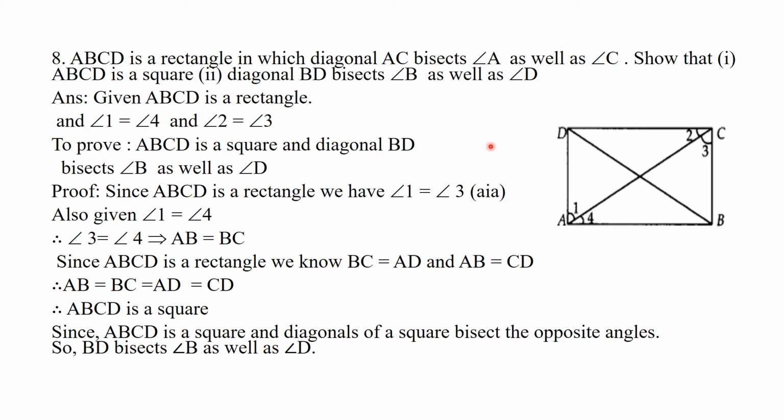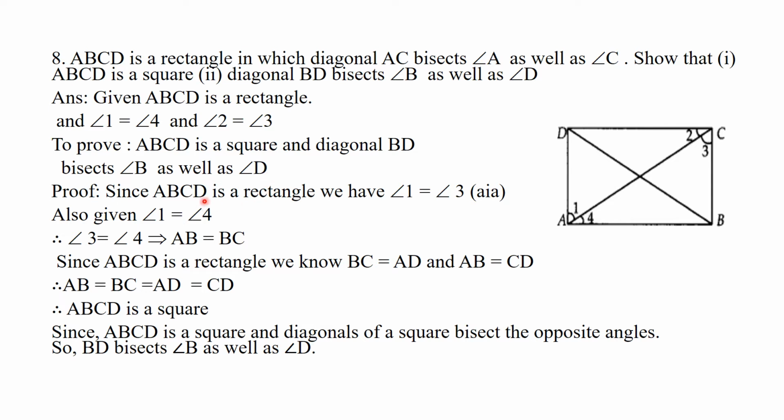Here we are given a figure in the shape of a rectangle, and we are given the diagonal AC bisects angle A, which means angle 1 is equal to angle 4, and the diagonal bisects angle C, which means angle 2 is equal to angle 3. We need to prove ABCD is a square and diagonal BD bisects angle B as well as angle D.